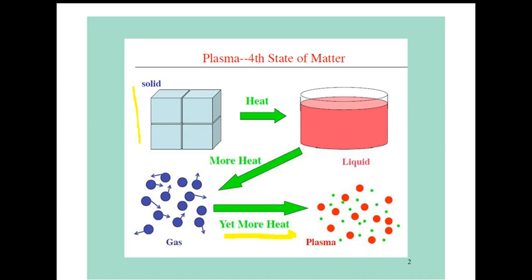So basically plasma is a fourth state of matter, and you can see how one can have the temperature variation, then you can get the plasma from solid to liquid, liquid to gas, and gas to plasma.